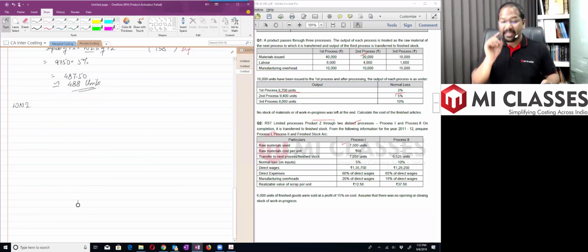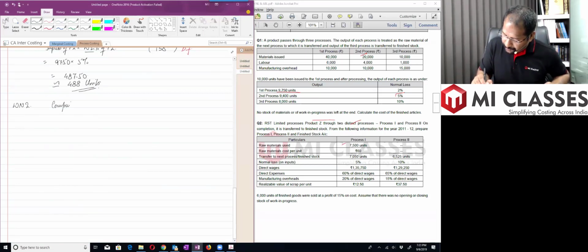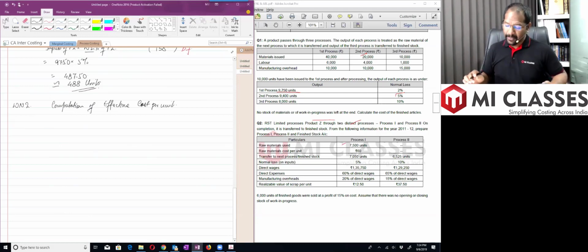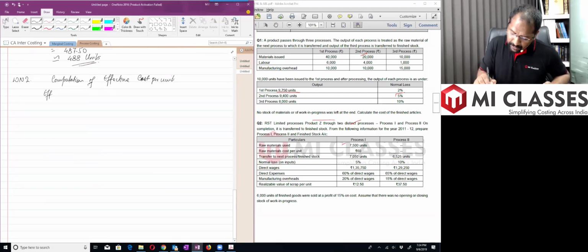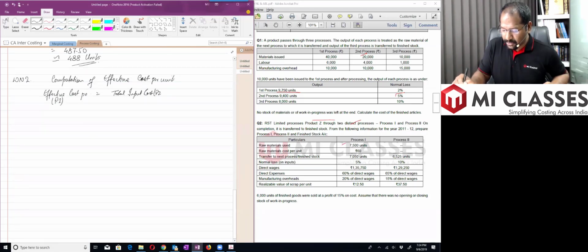Let's continue. Working note number 2. In working note number 2, we are going to calculate the effective cost per unit. So what is the formula? Effective cost per unit for Process 2 is equal to total input cost in Process 2 only, minus scrap value of normal loss.